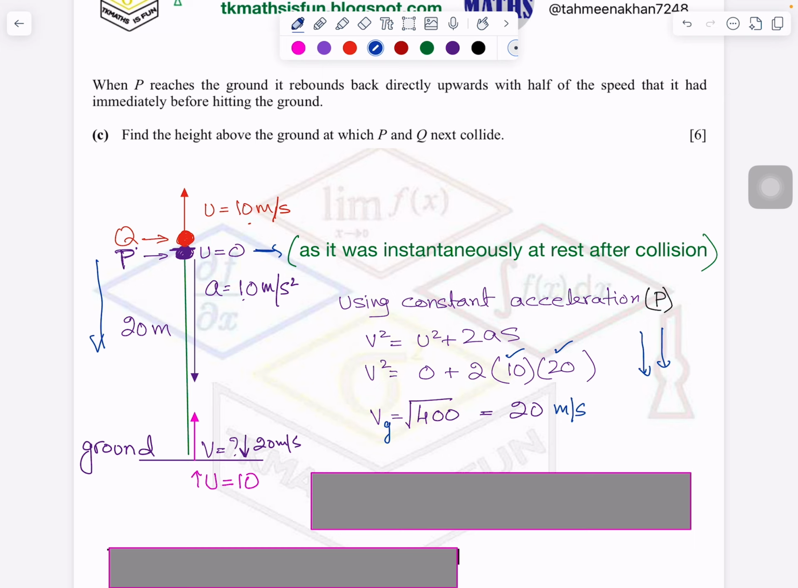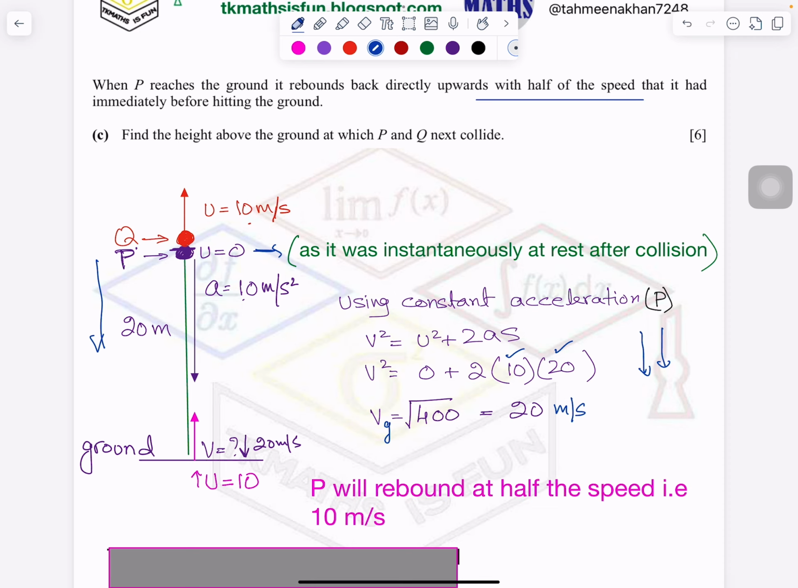Now it will rebound. The velocity will get halved according to the information given to us in the question. So it will be half of it.